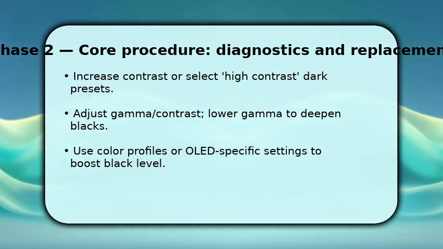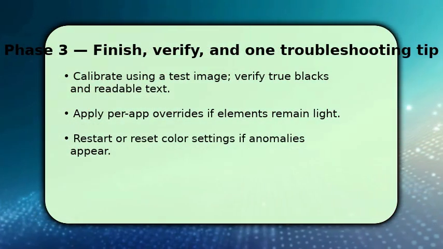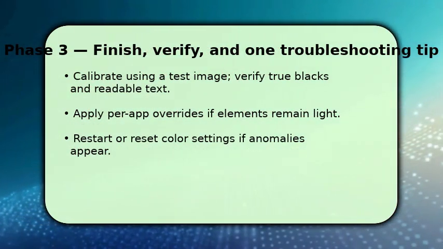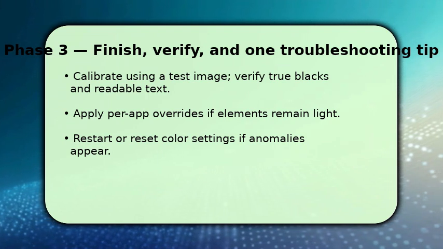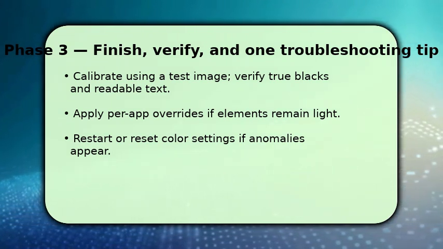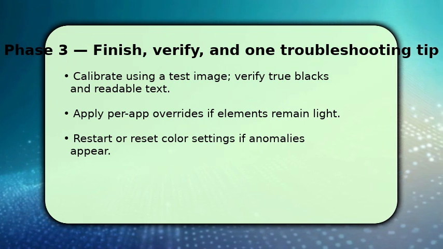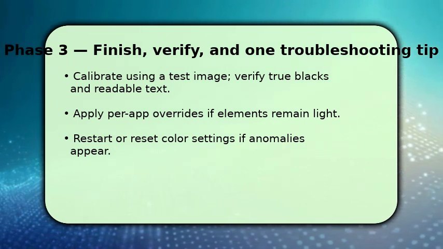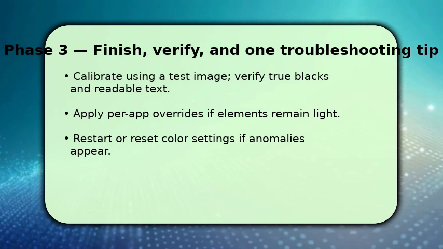To finalize, calibrate with a known test image and inspect pure black blocks versus near black gradients. This confirms your changes. Then apply per-app overrides where elements still appear light. Many apps keep independent themes. Once everything looks right, restart the device to cement settings.